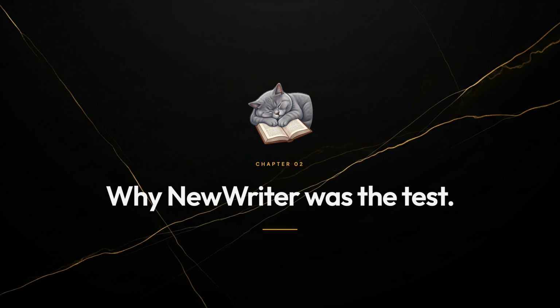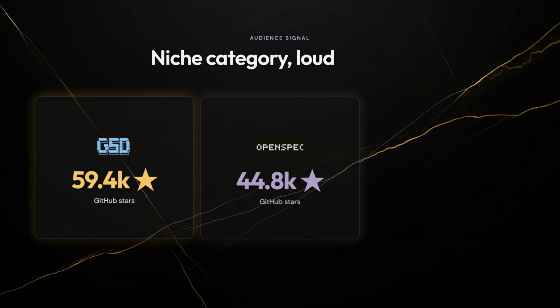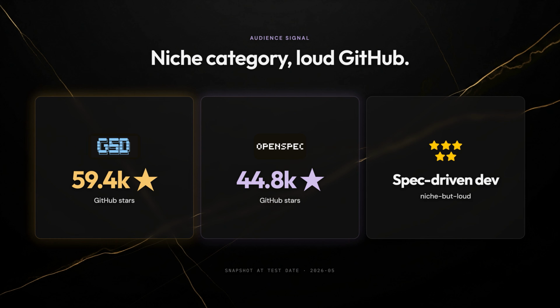GSD and OpenSpec are not tiny in terms of GitHub attention. At the time of this test, GSD had 59.4 thousand stars and OpenSpec had 44.8 thousand. For a niche category like spec-driven development, this is a lot of attention. It makes the comparison more useful than reading two readmes and picking the one that sounds nicer.